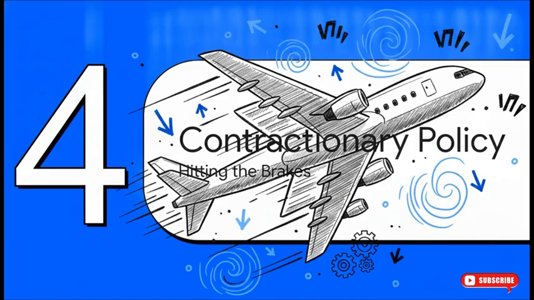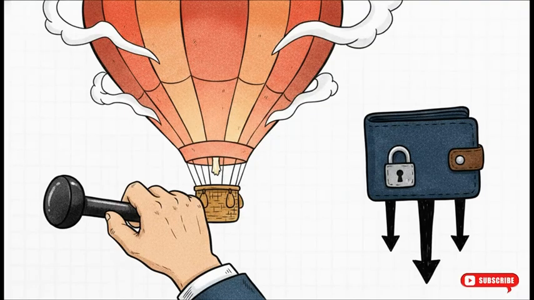Section 4. Contractionary Fiscal Policy. But what happens when the aircraft is flying a little too fast? Sometimes an economy runs completely red hot. Total demand severely outpaces what the economy can actually supply, and that causes prices to just absolutely soar. It's a highly dangerous situation that we all know as inflation.